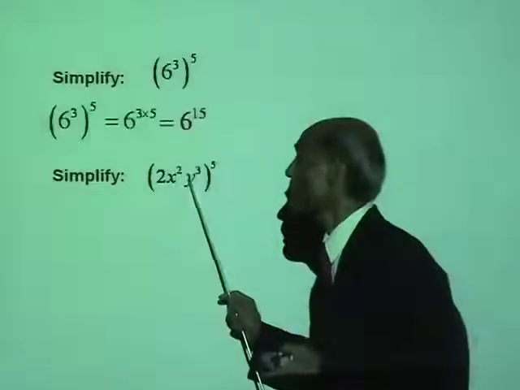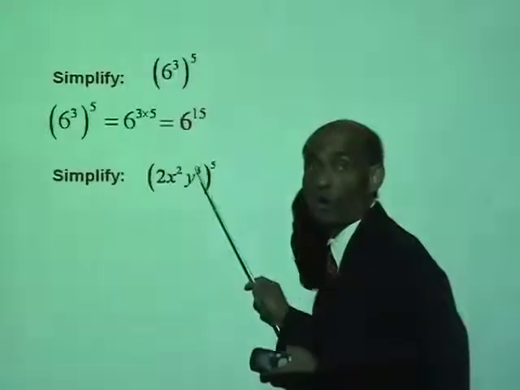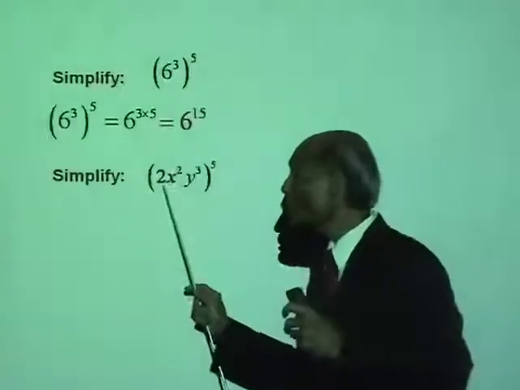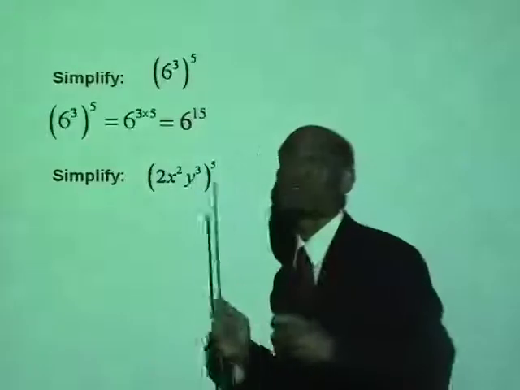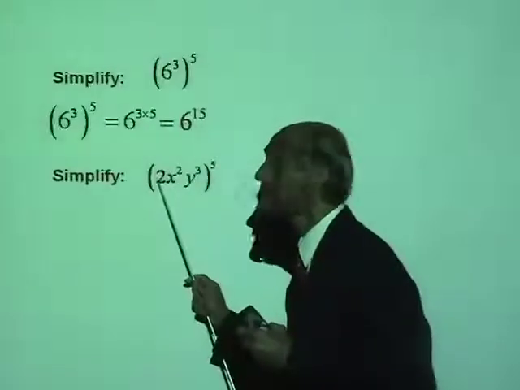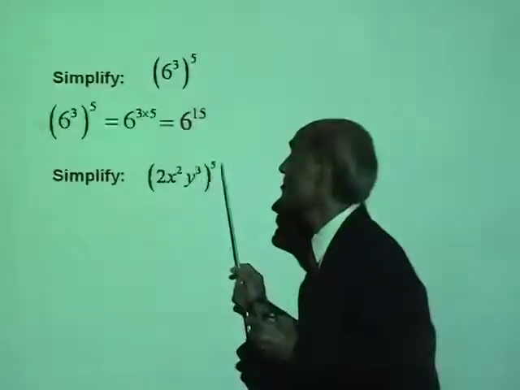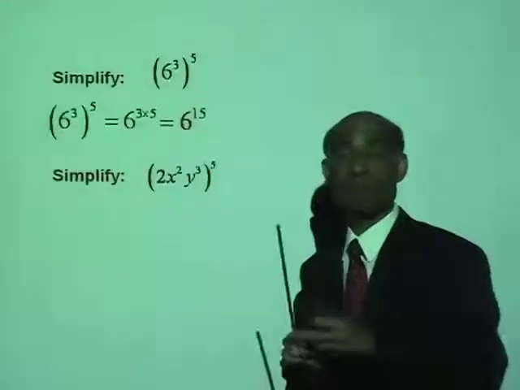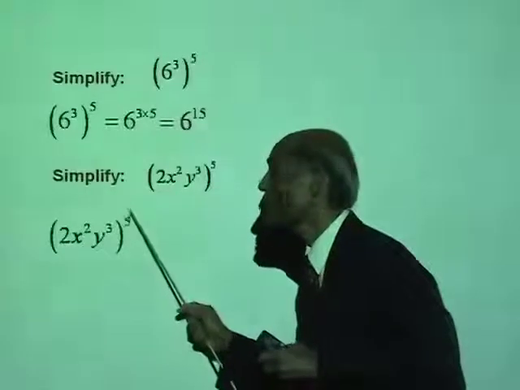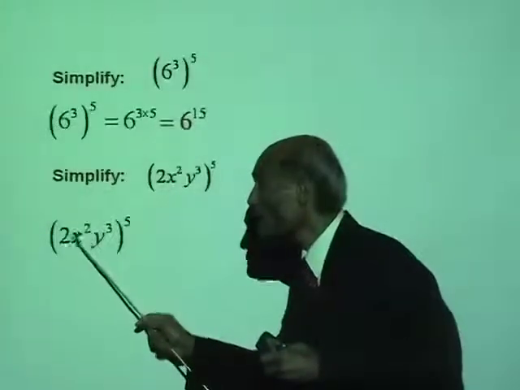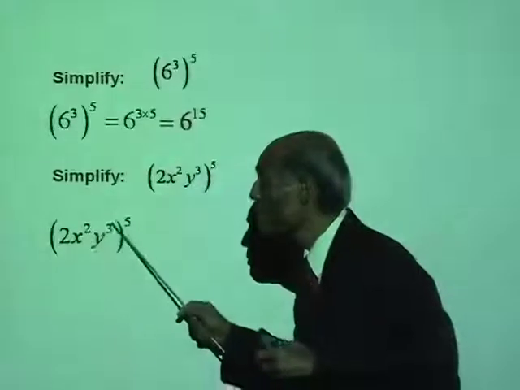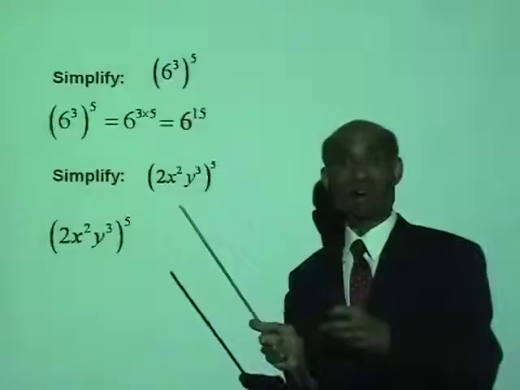2x squared y cubed all raised to the power of 5. Watch the parenthesis. The whole quantity is raised to the power of 5. Now, I hope you understand this. This means each of these quantities is now raised to the power of 5. Alright, let's write that. It means 2 is raised to the power of 5, x squared is raised to the power of 5, y cubed is raised to the power of 5.